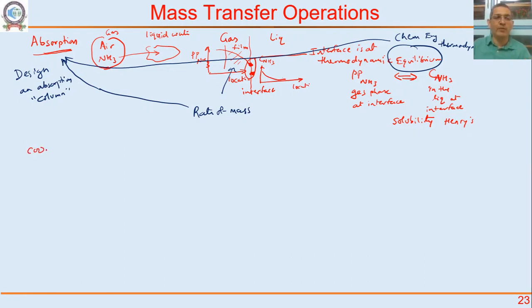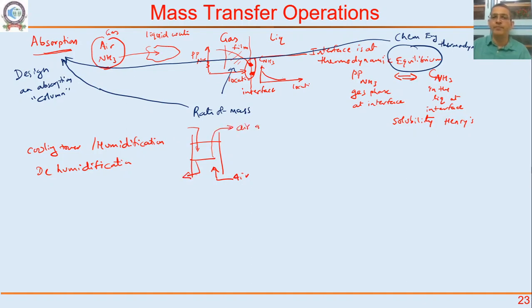We had talked about cooling tower or humidification, or we had talked about dehumidification. What was humidification? What we did in cooling tower? We sprayed hot water and we contacted with air. This air got humidified, and because the liquid temperature was more than the wet bulb temperature, liquid cooled down. That's how we used cooling tower.